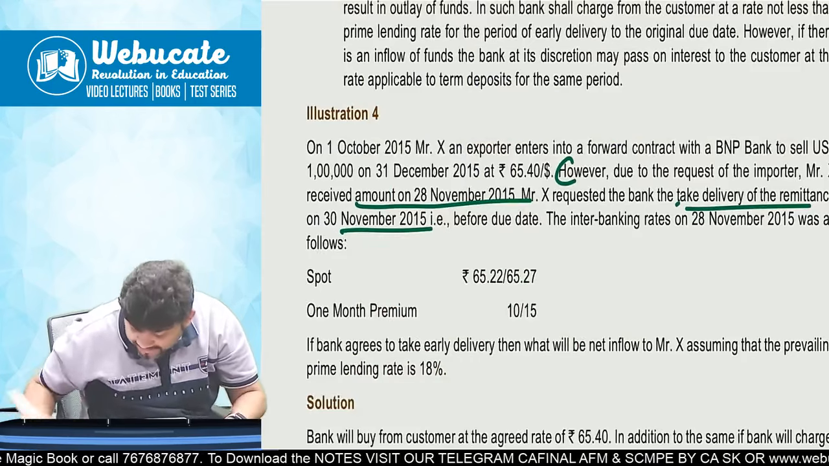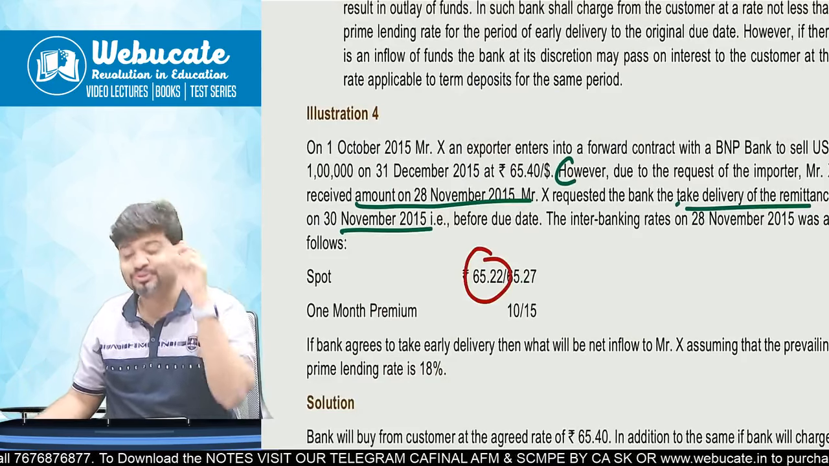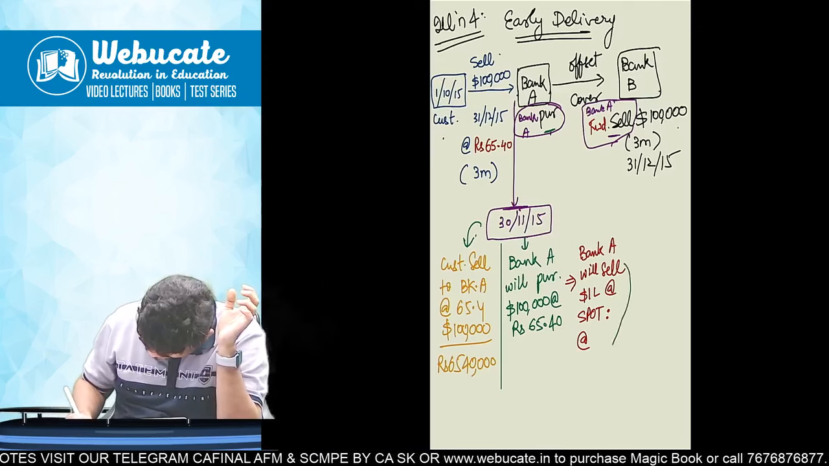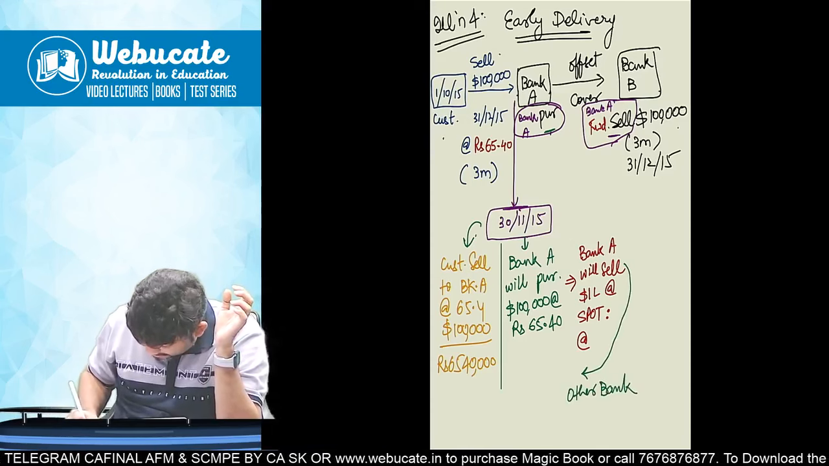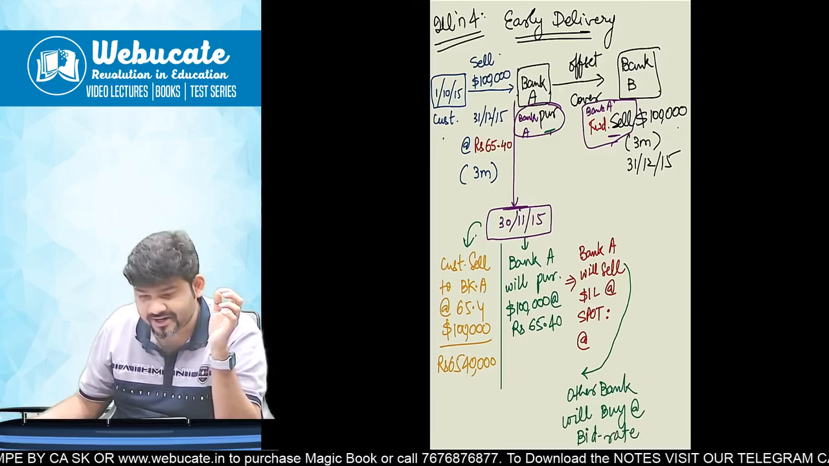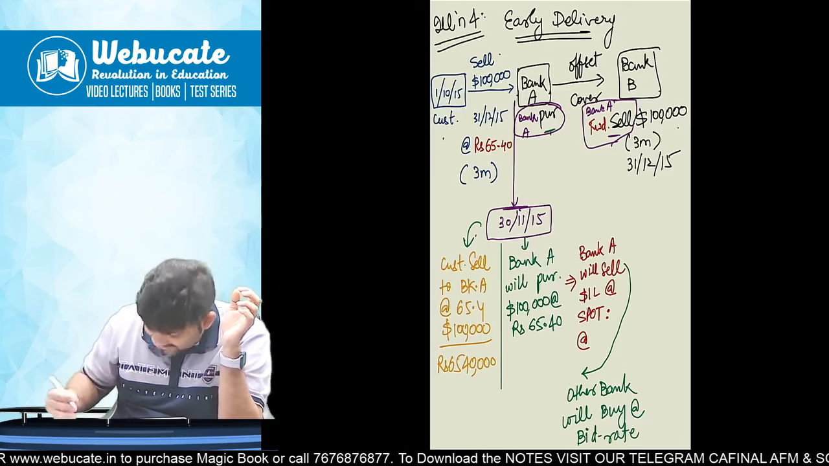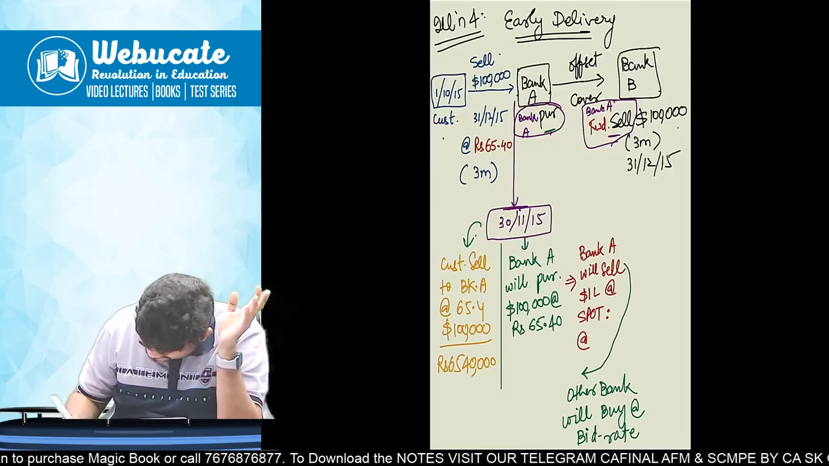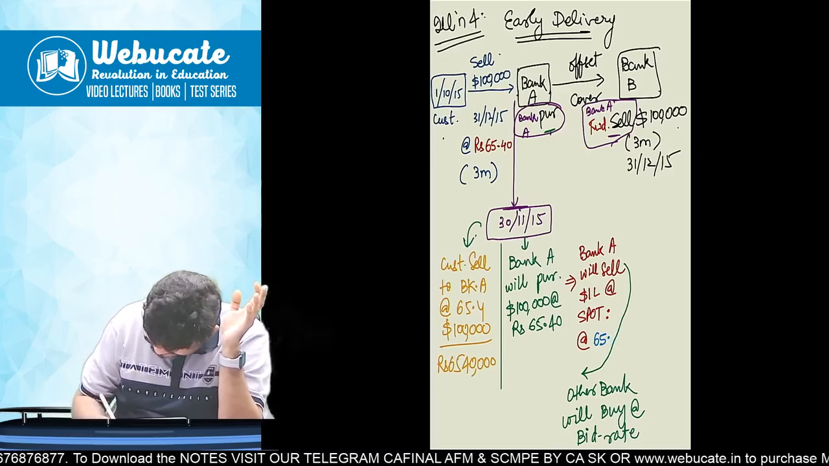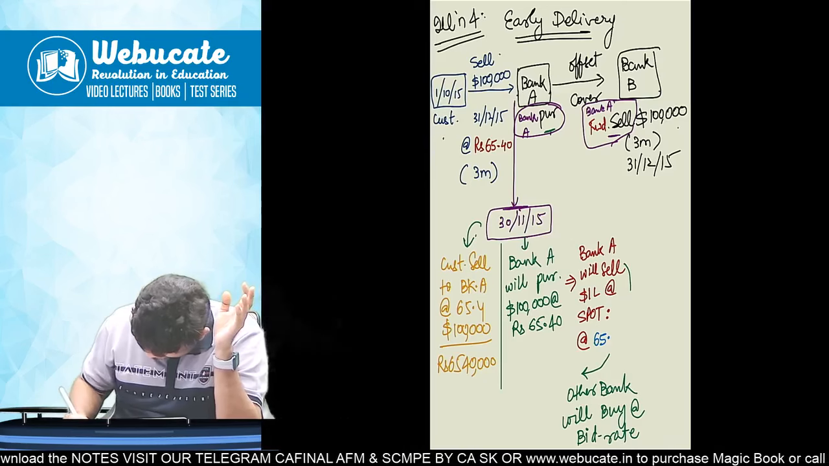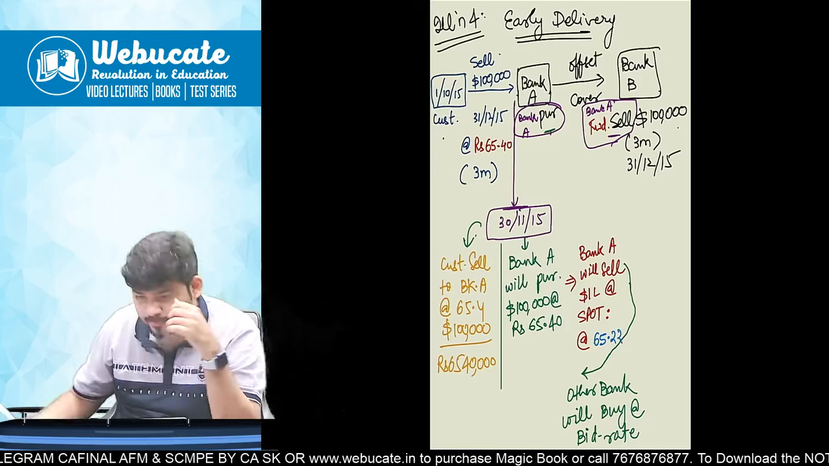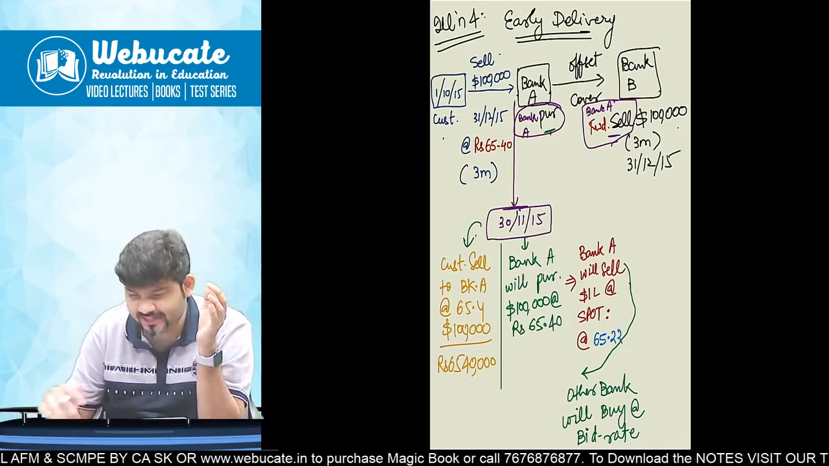What is the bid rate, brothers and sisters? What is the bid rate? It is 65.22. Got it, guys? So bank A will sell. Right? Other bank will buy at bid rate. And what is the bid rate, ladies and gentlemen? Correct. It is 65.22. Done. Next.